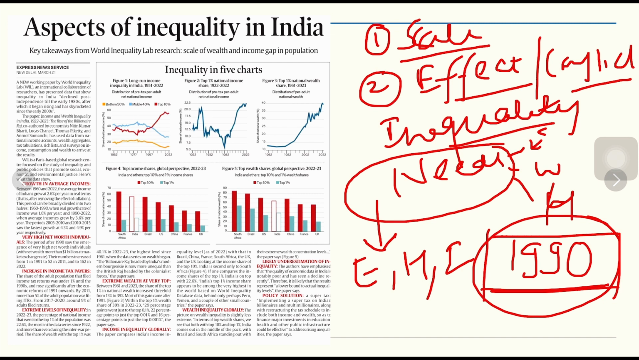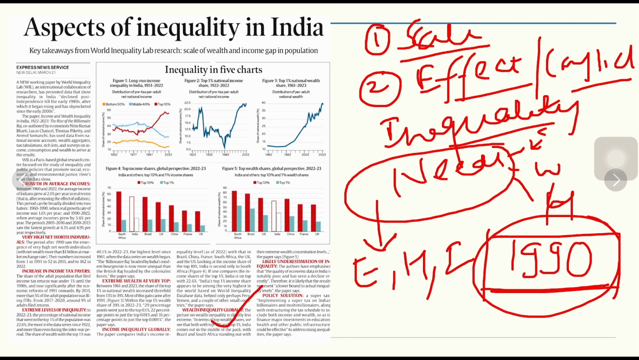When we talk about wealth inequality globally, in terms of top wealth shares, we see that with both the top 10% and the top 1%, India comes out in the middle of the pack, with Brazil and South Africa significantly standing out with their extreme wealth concentration levels.